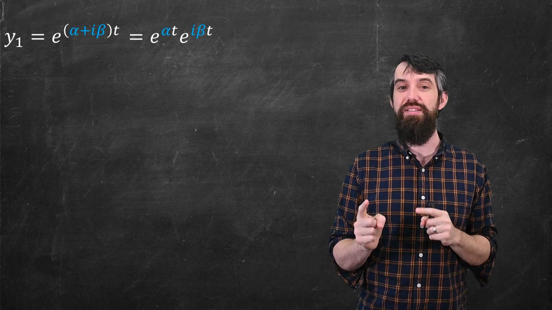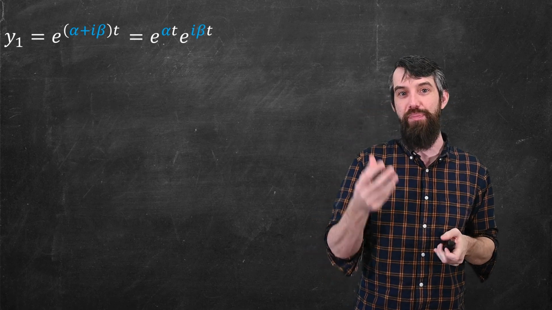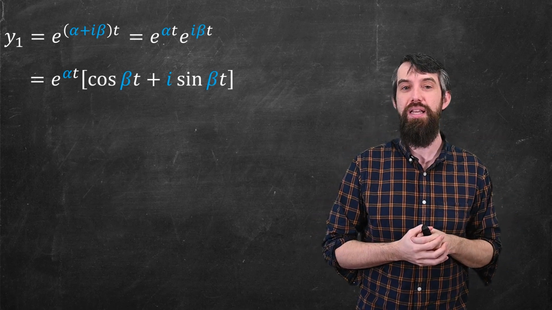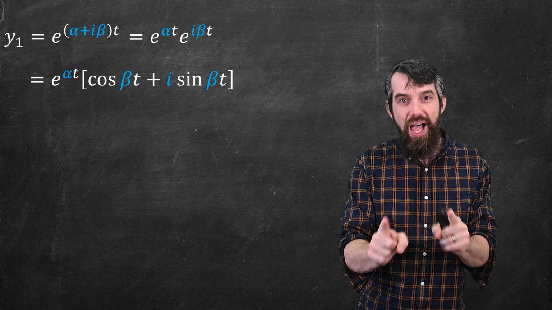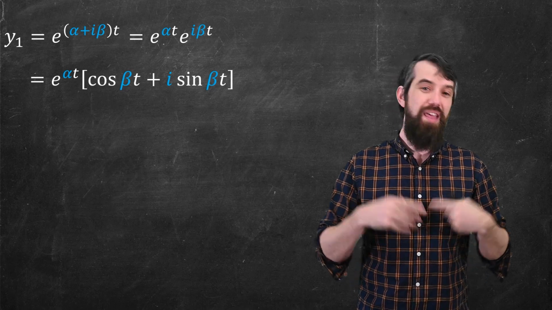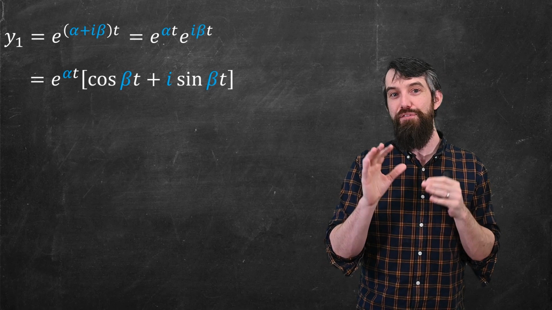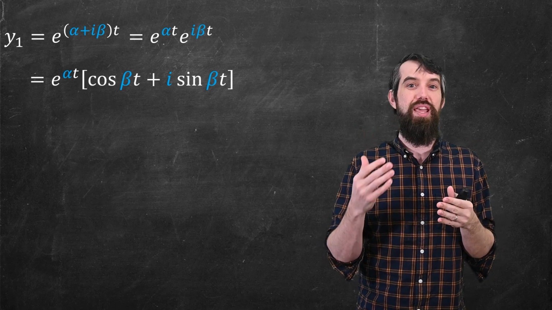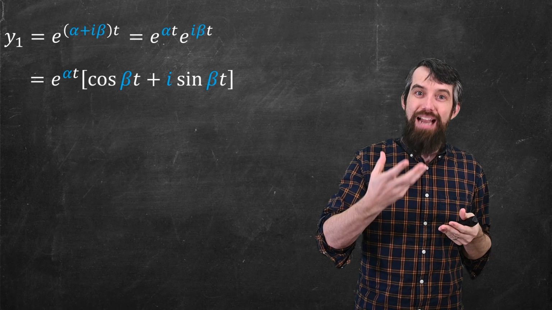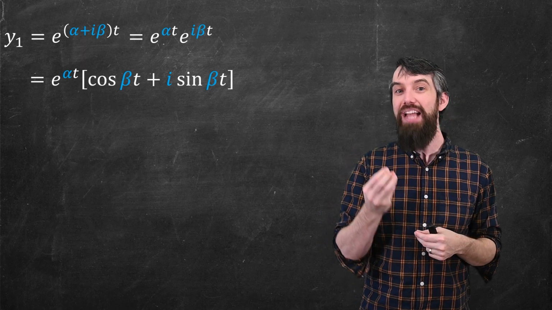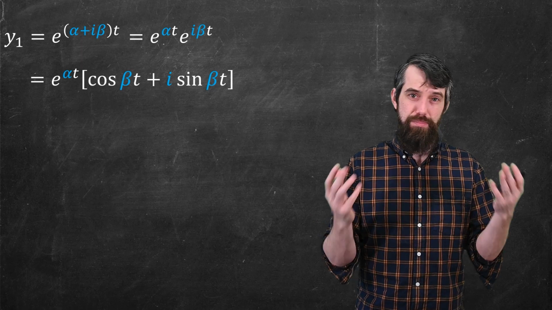Euler's formula tells us how to deal with e to the i times something, and it works like this. It's cosine of that something, in this case beta t, plus i times sine of beta t. And then out the front, I've got the e to the alpha t. As I said, that's just going to stick out the front. So we have used Euler's formula to turn the exponential with an imaginary argument into a cosine term and i times a sine term. That's my y1.